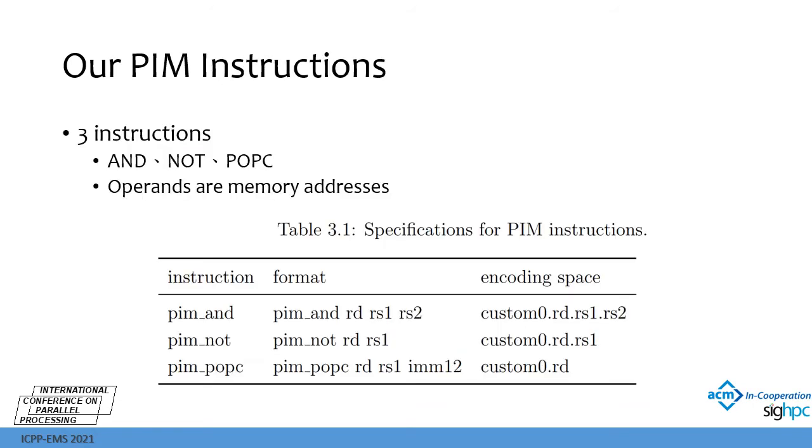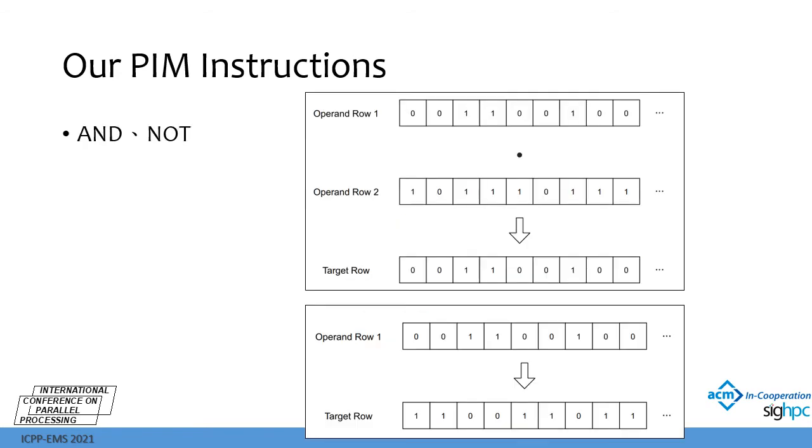And these are our processing in memory instructions. We model 3 instructions in this work: AND, NOT, and popcount instructions. The operands for these instructions are memory addresses, because we need to represent whole memory rows. Here we demonstrate the behavior of our instructions. The AND instruction makes 2 memory rows do an AND operation and stores the result in a target row, and the NOT instruction makes a memory row do NOT and stores the result in a memory row.